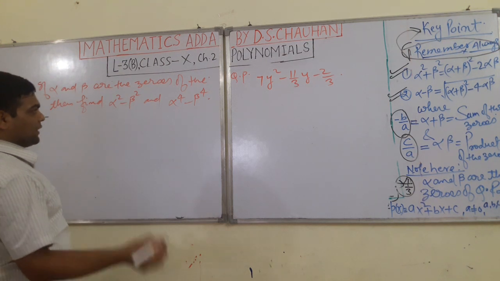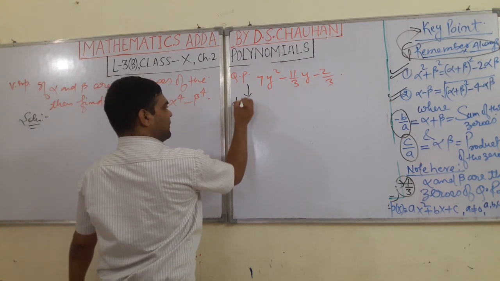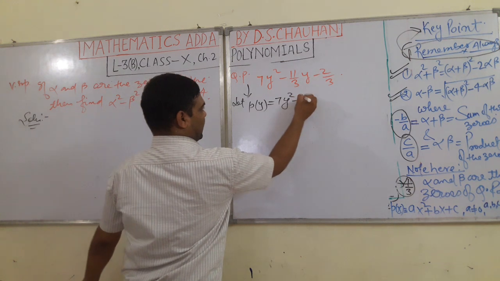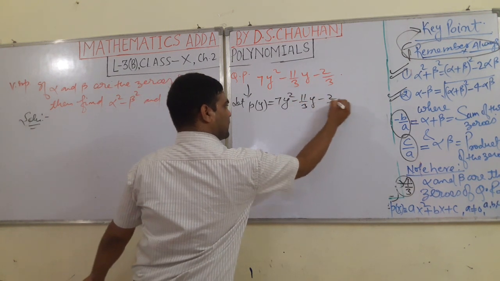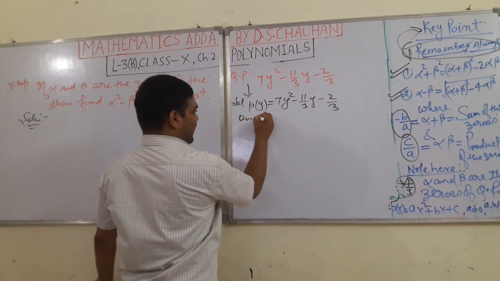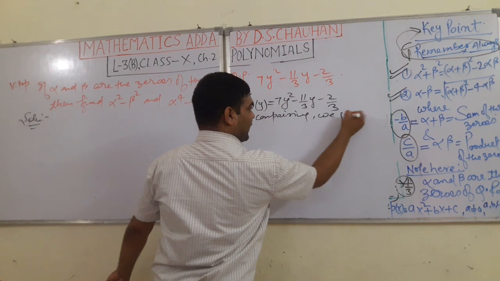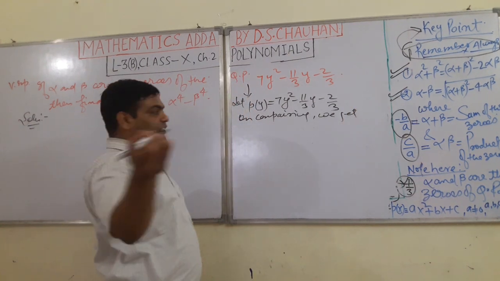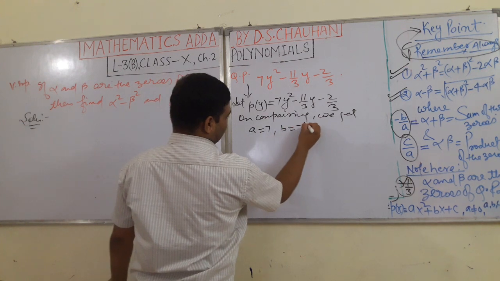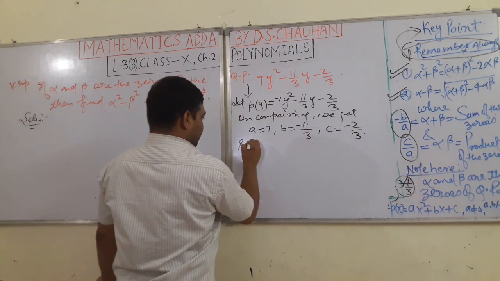Here we have the given quadratic polynomial. Let p(y) be 7y square minus 11 by 3 y minus 2 by 3. Now students, try to understand. On comparing, whenever we are comparing, we always compare with the standard form. We get a equal to 7, b equal to minus 11 by 3, c equal to minus 2 by 3.